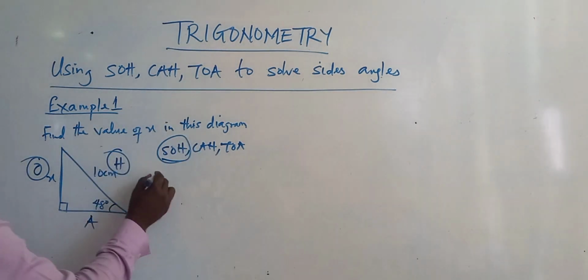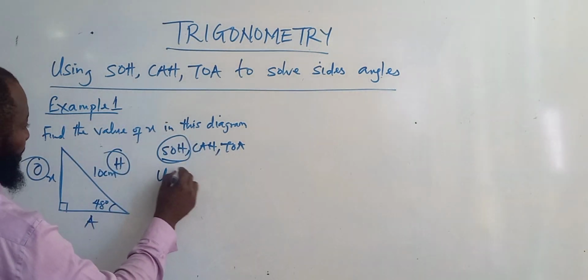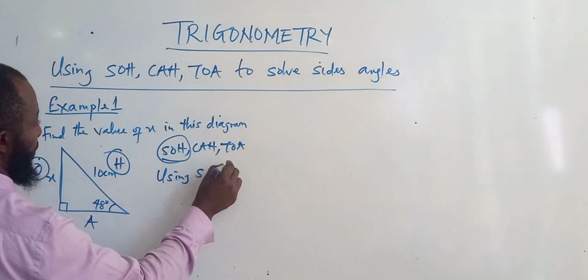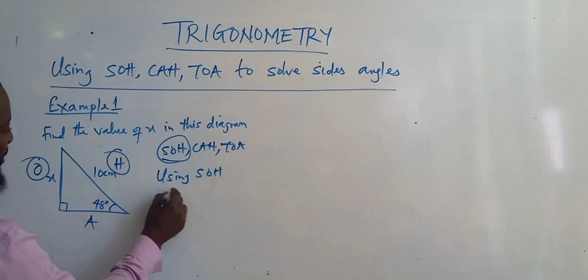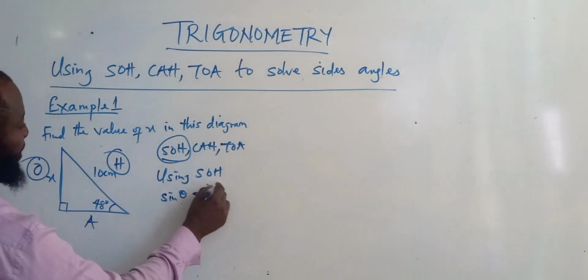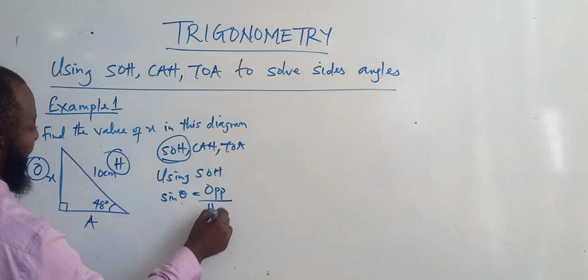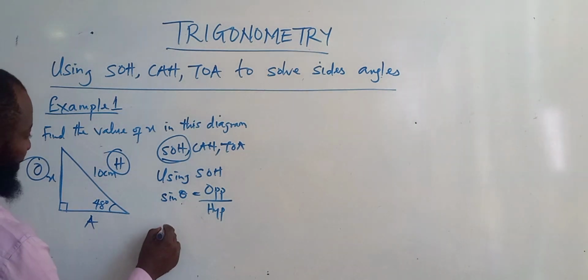So we now say using SOH. We are using SOH. So we're using SOH to solve it. That means sine theta equals opposite divided by what? Hypotenuse. So in that case, we have sine.